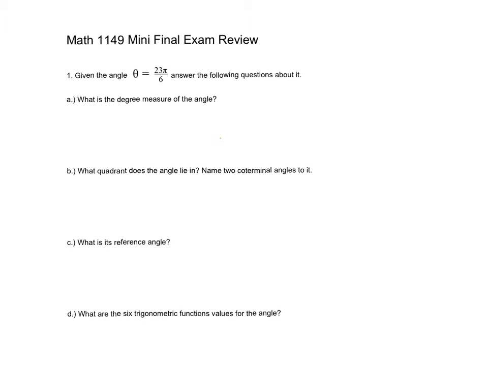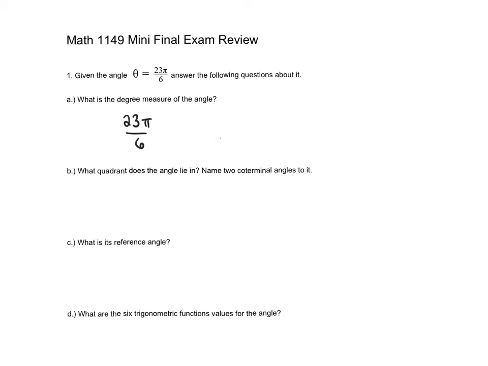Okay, let's look at some examples to start to review for our final exam. So this first one says we're given an angle of 23 pi over 6. First thing it says, let's go ahead and find the degree measure of this angle. Now remember, to switch from radians to degrees, we're going to multiply by 180 over pi.